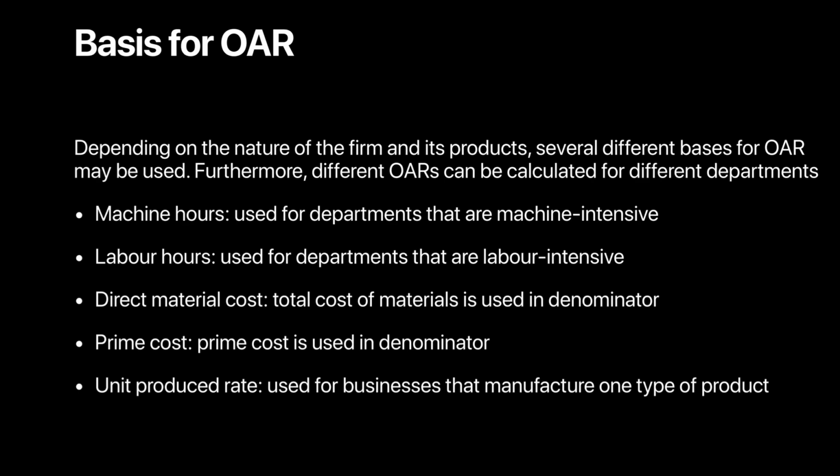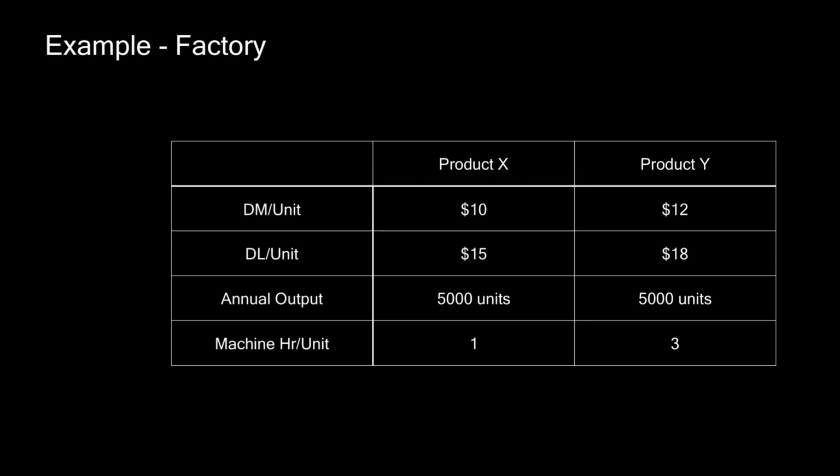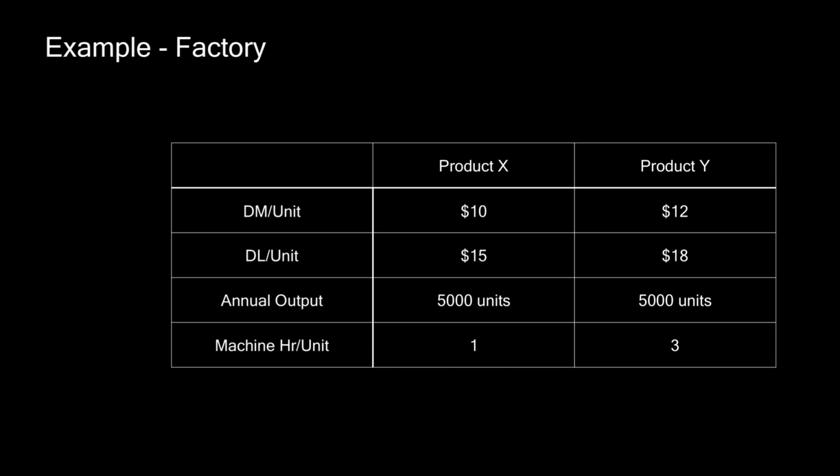Now, let me explain this concept through an example. What will be different over here is that instead of using output, we will trace overheads on some other suitable level of activity. All right. So now we have this factory over here. This factory is currently manufacturing two different products. You have product X and product Y. You know that X requires $10 of material per unit. Y requires $12 of material per unit.